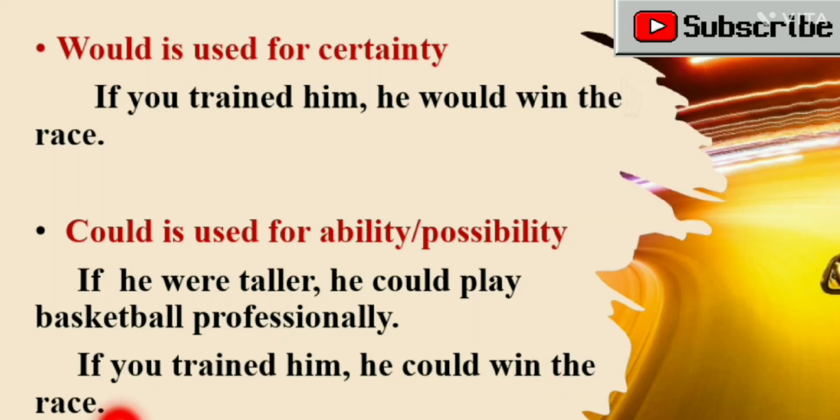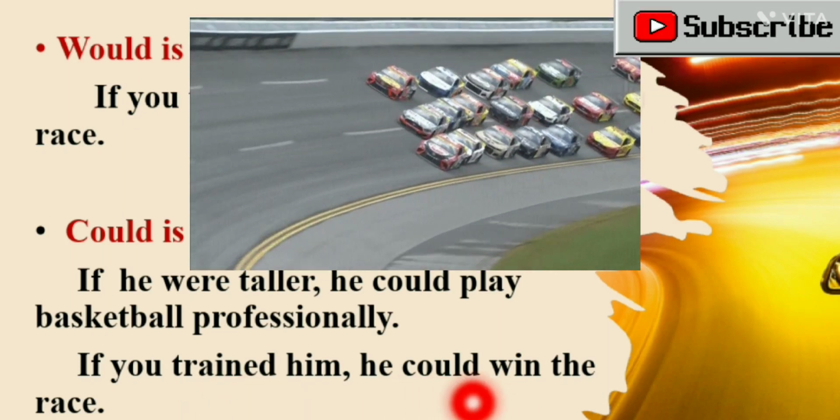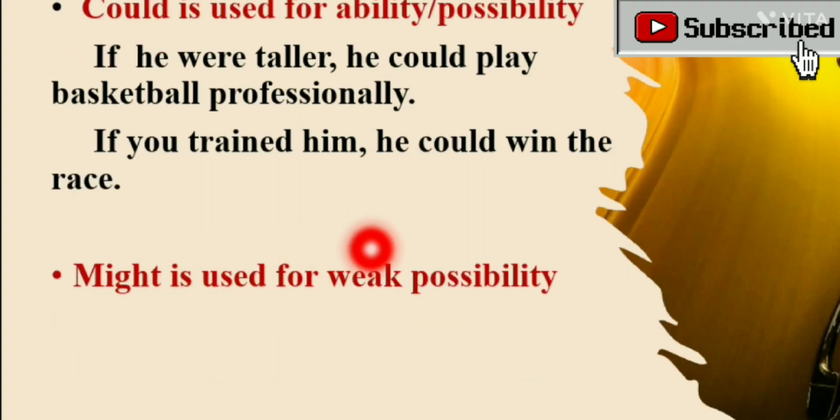Next one. If you trained him, he could win the race. Now over here, this could is showing the possibility. Only training is missing, otherwise, it is the possibility that he would win the race.